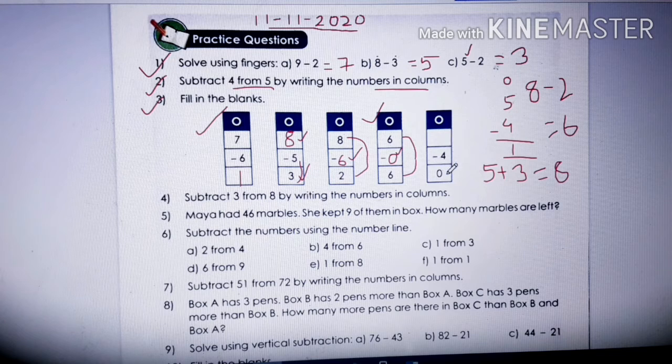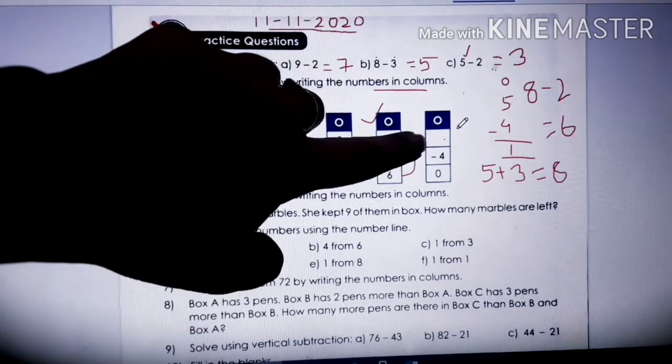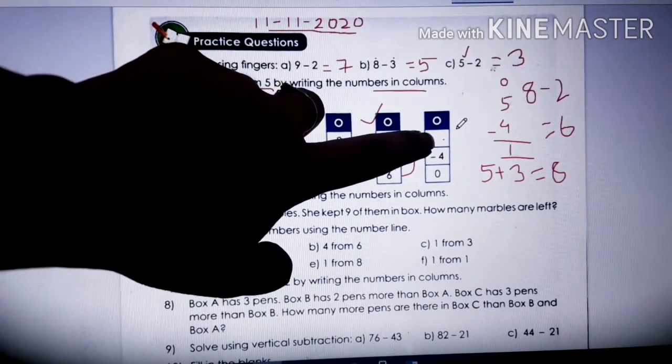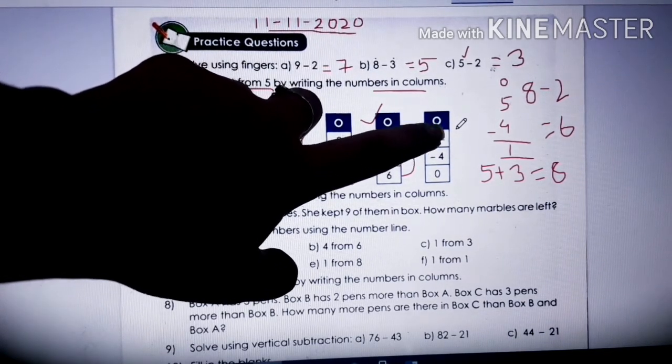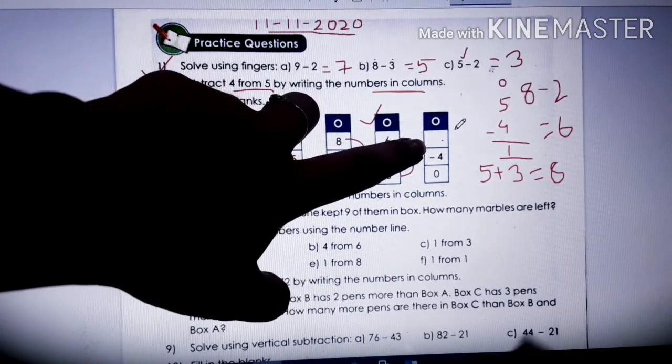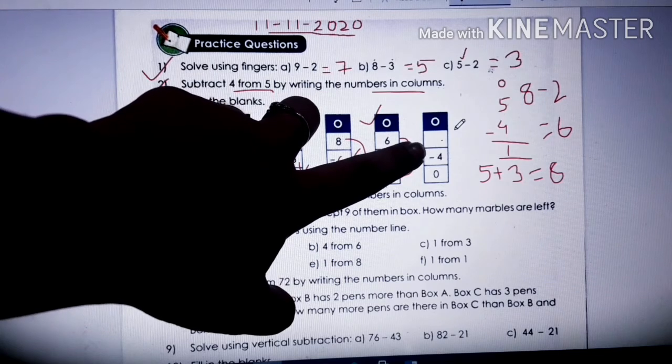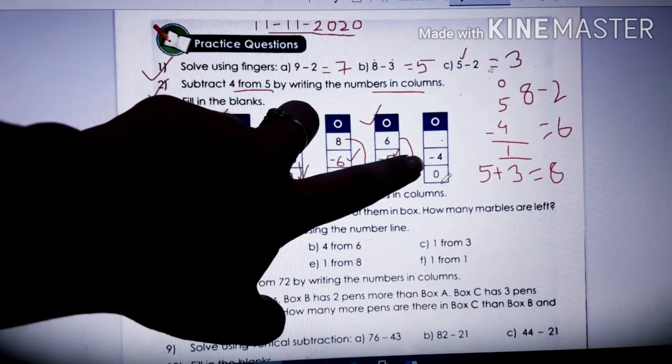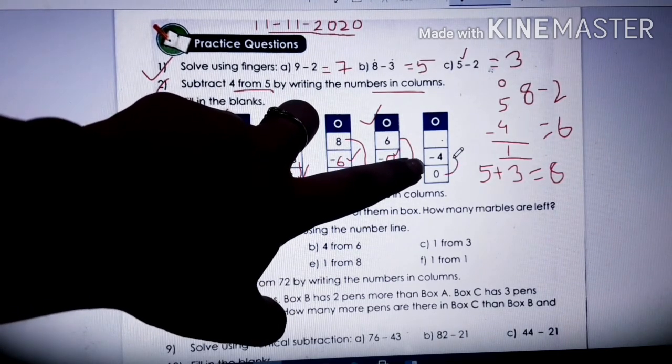Clear? Now again children, the top one is blank, isn't it? We always fill this with the bigger number, right? So children, how will we find the bigger number? By adding. The smaller number we find by subtracting, isn't it? So which two numbers are we going to add?